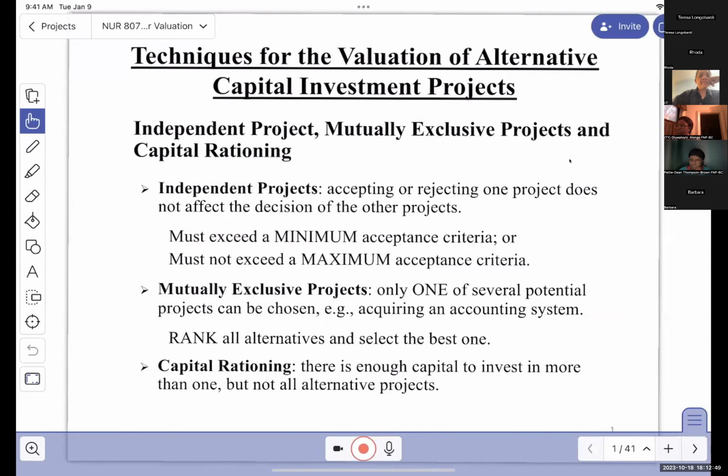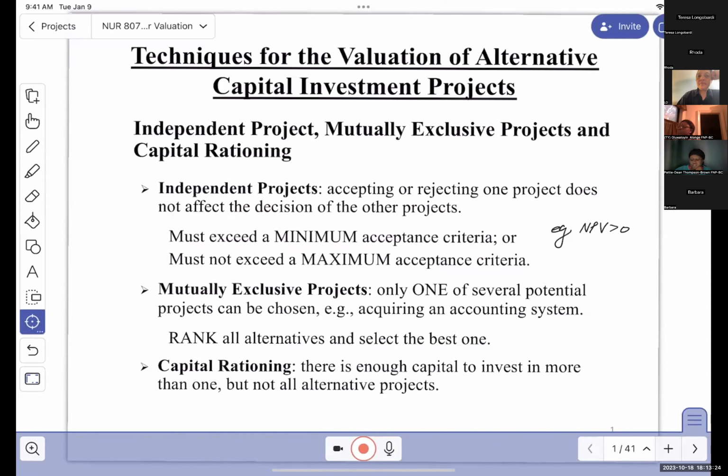Okay. So what we did last week was an independent project analysis. We determined that we should accept a project based on a minimum acceptance criteria. So NPV was positive, so we said we should pursue the project. Now, that's not necessarily the only way to do things.